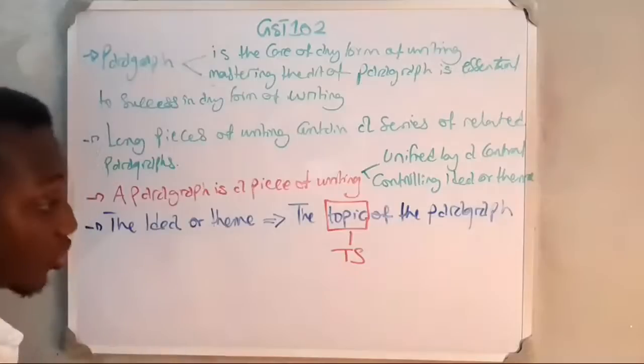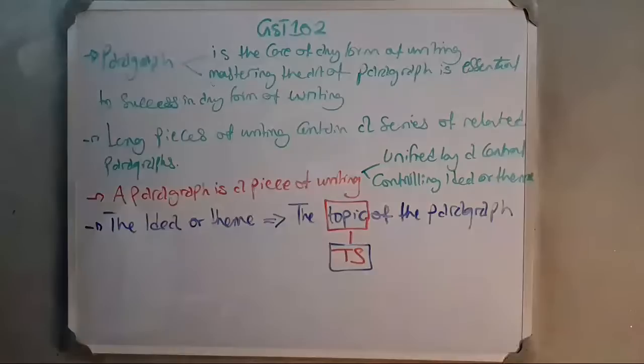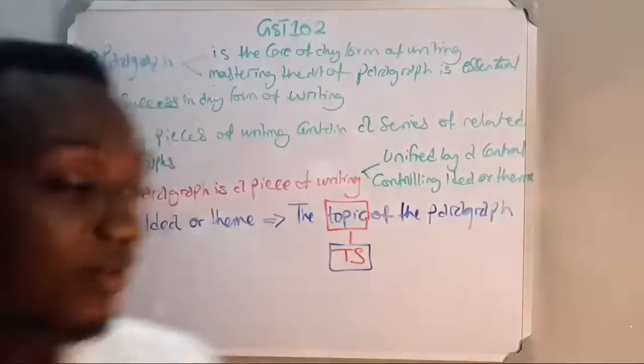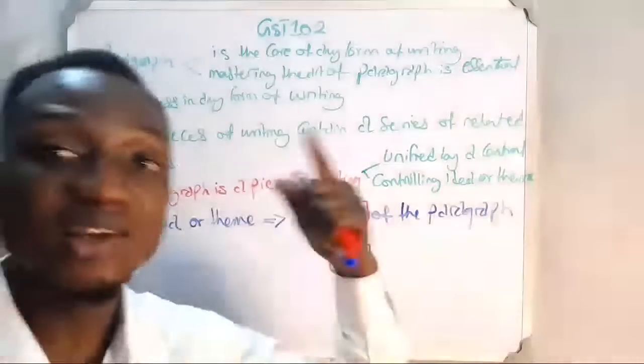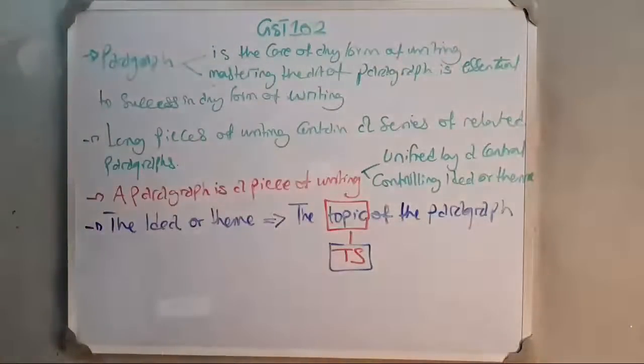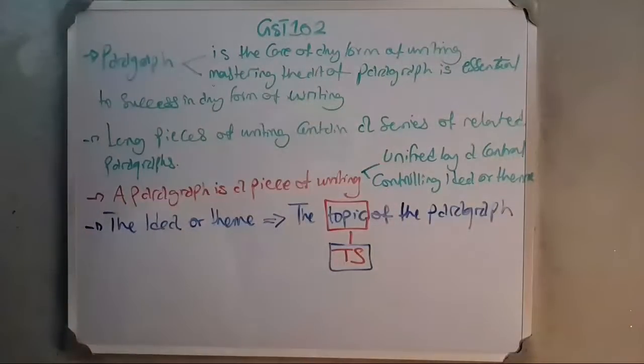Okay, it's also called the topic sentence. So what I'm saying here now is that this idea or the theme of a paragraph is your network. Now the central controlling idea or theme of a paragraph can also be seen as the topic sentence. That's a TS, the topic sentence.